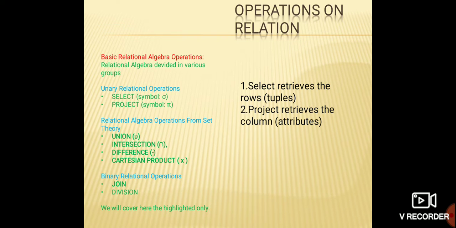And next is project. What do you mean by project? Project retrieves the columns. Whatever the column part is there, that is known as column data, and project is used to retrieve it. So the symbol used is pi for project, and for select we use sigma. Next, some relational operations for set theory are also used, that is union, intersection, difference and Cartesian product. Binary relational operators are also used, that is join and division.